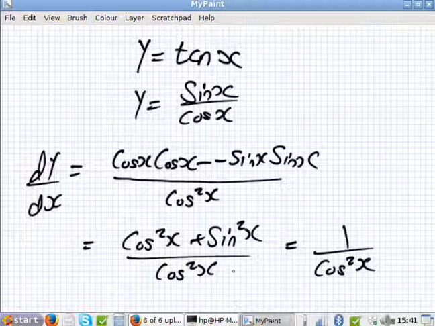So what's the product rule? First, the derivative of the first one, which will be a half x to the minus a half, sine x, plus, and then we keep the first one the same, and then the derivative of the second one, plus x cos x. Get the idea now? Yeah.